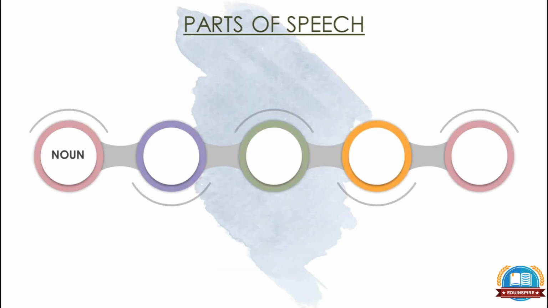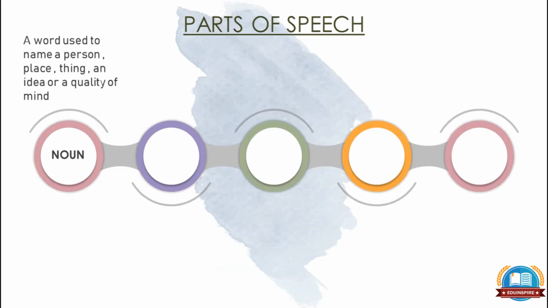The first part is noun. A word used to name a person, place, thing, an idea, or a quality of mind is called a noun. For example, Mother Teresa was a social worker. India is a subcontinent. In the first example, Mother Teresa is underlined because it is the name of the person. And in the second example, India is underlined because it is the name of the country.